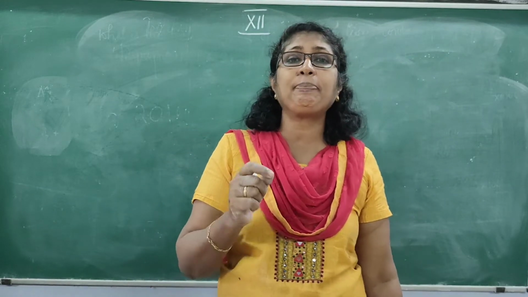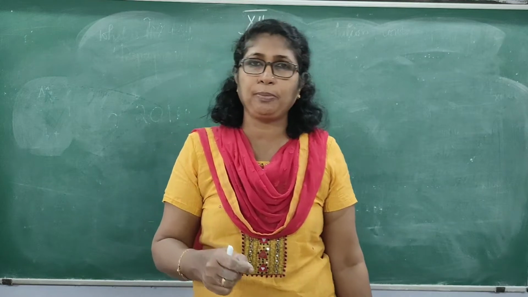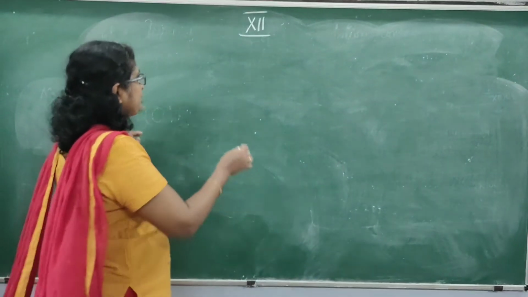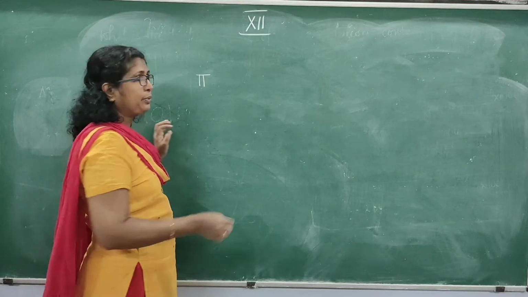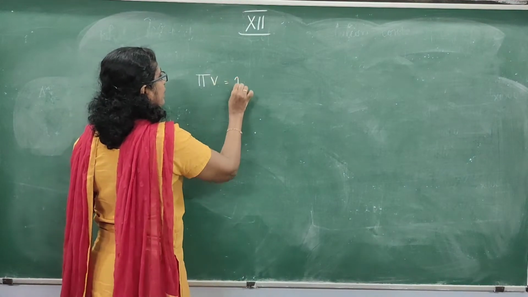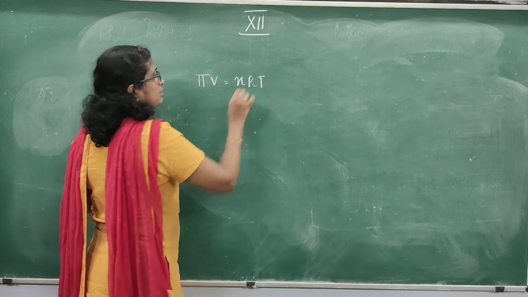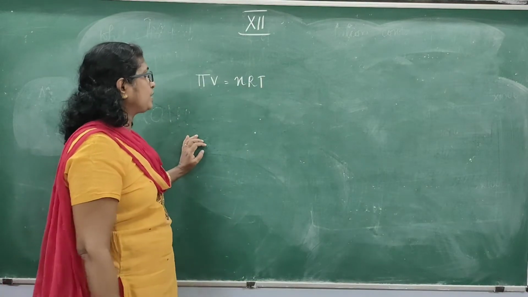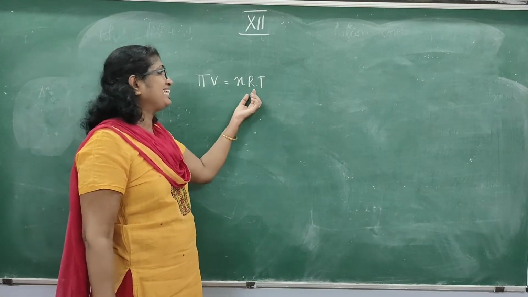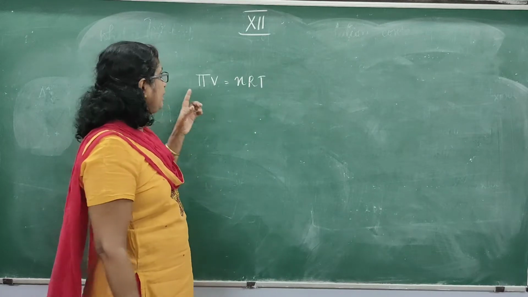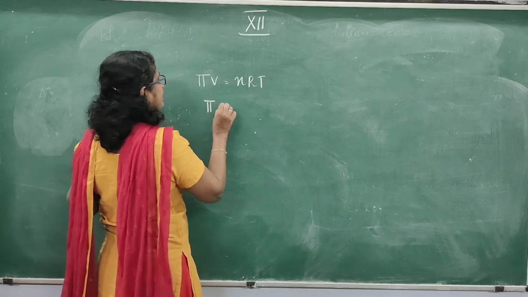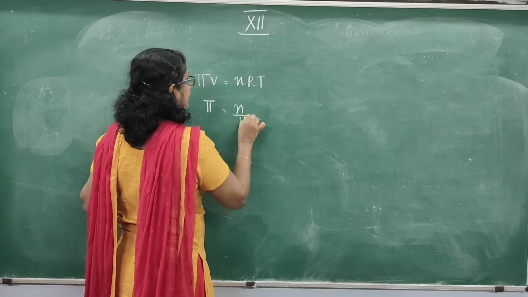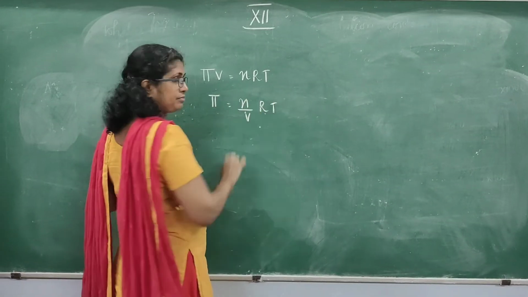And this osmotic pressure is a colligative property. Osmotic pressure is denoted by pi, and the equation is pi V equal to nRT. It is related to the concentration, the universal gas constant and temperature by this formula. Pi V is equal to nRT, or pi is equal to n by V into R into T.